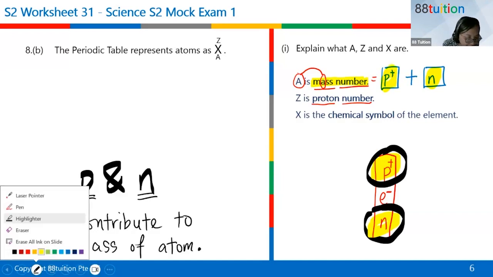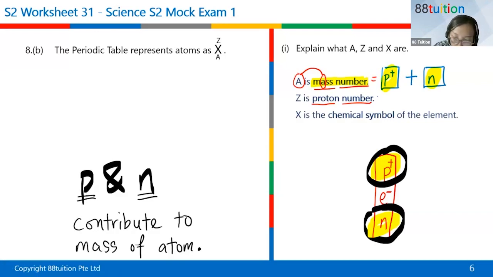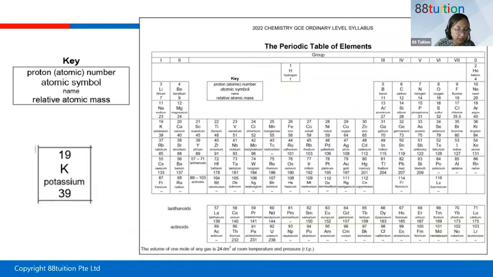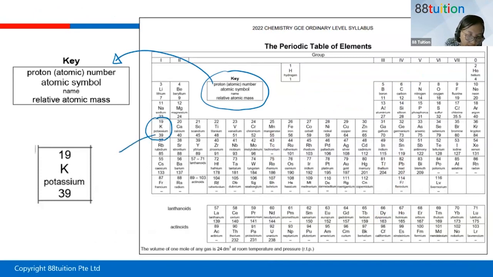Then the proton number is just how many protons you have, P plus. And X is the chemical symbol. If you take a look here, do you see this part? This is the real periodic table you'll be given in the chemistry exam in 4 O level. If you look at potassium, I have enlarged it. Can y'all look at these two numbers, 19 and 39? Can you tell me which one is the mass number?